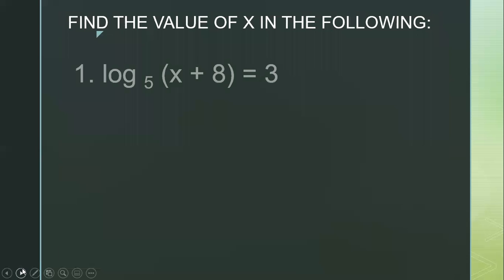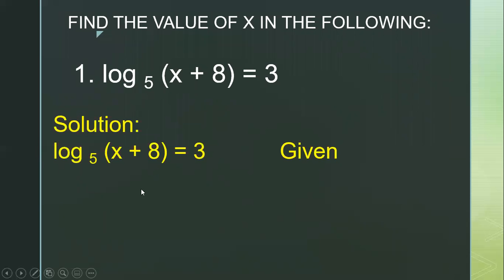Okay, let's try to find the value of x. Given this one, the logarithm of x plus 8 to the base 5 is equal to 3. So the first thing that you have to do is to rewrite this into its exponential form. And in doing that, remember the base, and then this one will be the exponent. So we'll have x plus 8 is equal to 5 raised to the third power, which is the equivalent in exponential form.